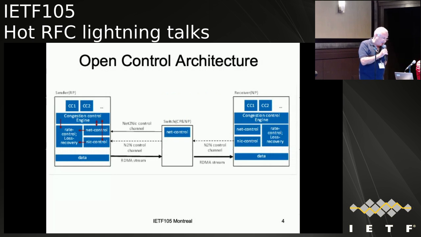The architecture itself is, as seen in this slide: the sender is the reaction point, the receiver is the notification point, and the switch can serve as the congestion point but can also provide notification. So there can be a network-to-NIC control channel, and of course a NIC-to-NIC control channel, that will provide the information to allow the sender to respond better and faster.